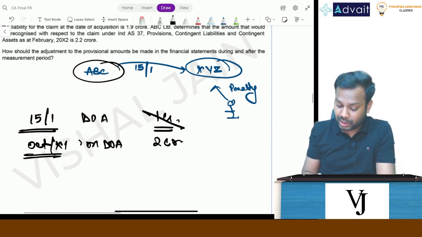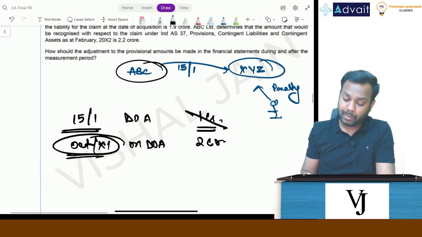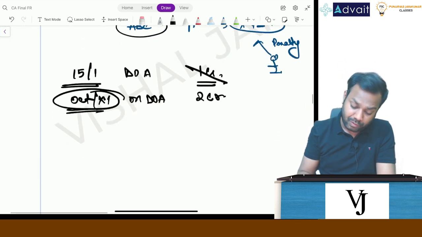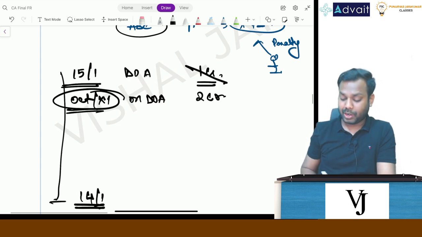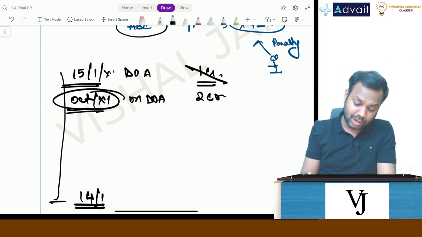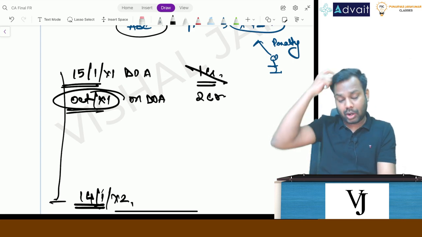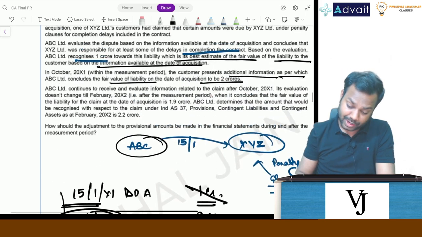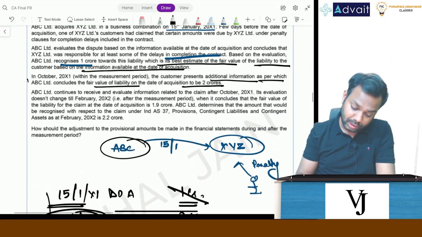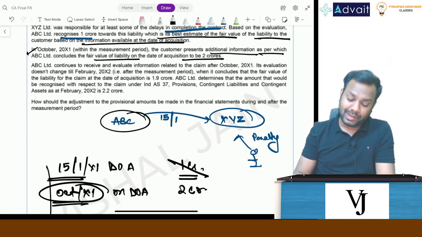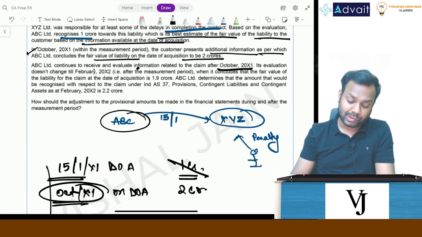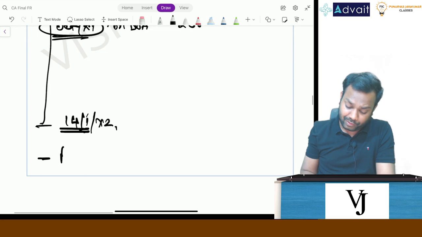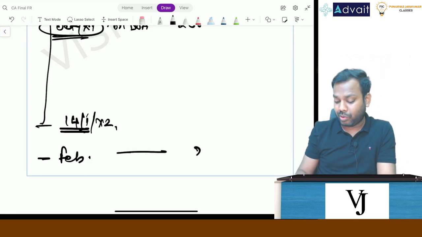Now this October is within measurement period. Now tell me till when the measurement period can continue. Till 14th of January, not beyond that. Okay, now see further what happens. ABC Limited continues to receive and evaluate the information related to the claim after October 2021. Its evaluation does not change till February. It says till February its evaluation is only 2 crores.